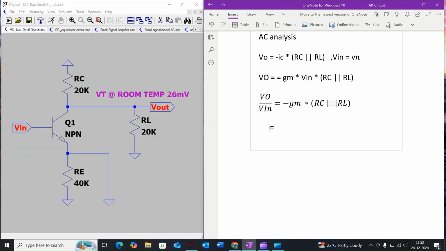Which is equal to minus 0.4811 divided by 26 times 10,000 ohm. And when we simplify that, we will get minus 185.05. So we can conclude that the gain of the amplifier will be minus 185.05.